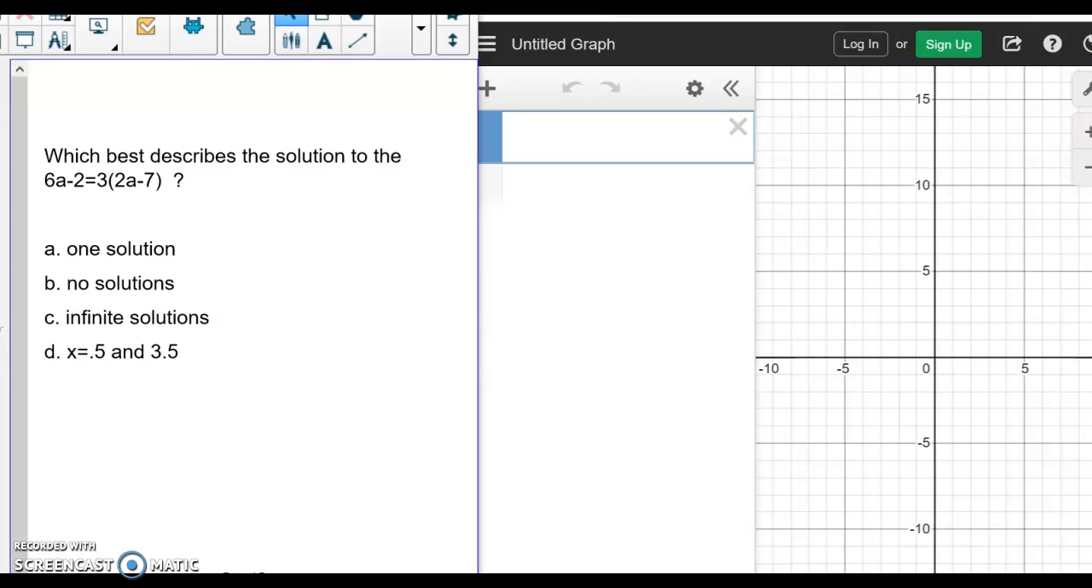All right, we are going to be doing some review for our exam. I'm going to be showing you some examples of questions that you will be seeing and just reminding you how you can use Desmos to answer those questions.